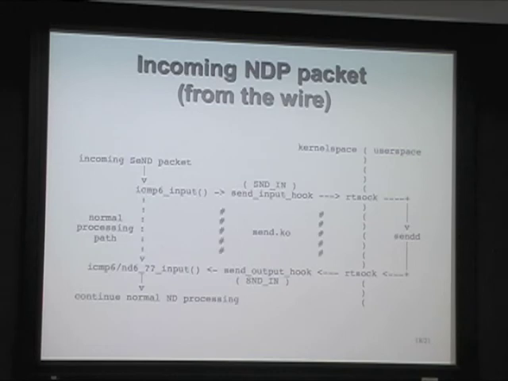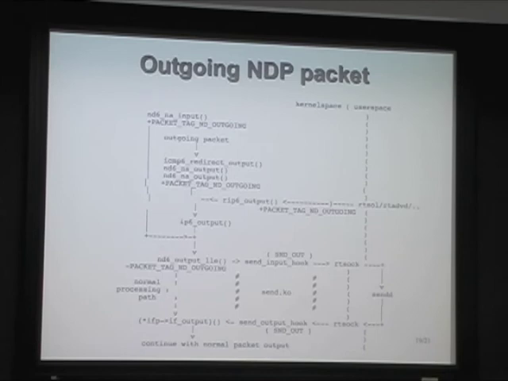This is a picture of how the whole thing works. So when we have an incoming SeND packet, we have an input hook in the ICMP6 input message. And then we use the routing socket, and we're sending a message to the SeND daemon. The SeND daemon takes off all the SeND options, validates the packet, and sends the packet back to the kernel. In case that the module is not loaded, we just go to ICMP6 input and end up at the same place as well.